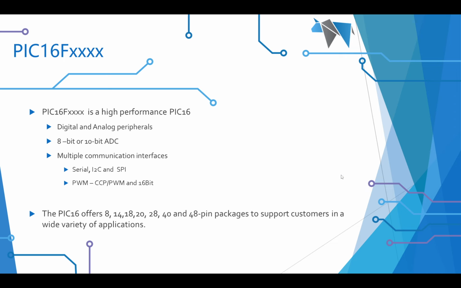Okay, so what's a 16F? Well, it has digital analog peripherals. We're going to see that. A 16F could have an 8-bit or 10-bit ADC. Some of them might even have a 12-bit ADC, but I don't think I'm going to be showing a 12-bit. They have multiple communication interfaces, serial, I2C, SPI, pulse width modulation, an absolute plethora of stuff. And they come in 8 pin, 14, 18 pin, 20, many different packages, and they've been around since the early days of Microchip. So it's worthwhile seeing this set of videos because it takes you through the basics.